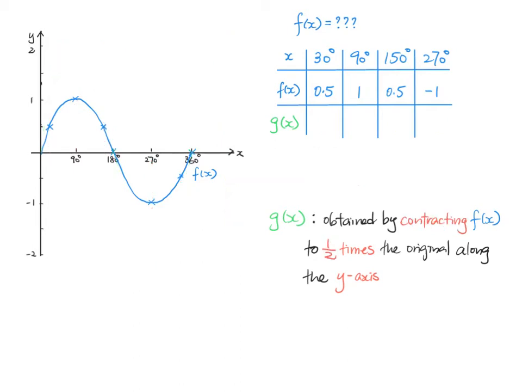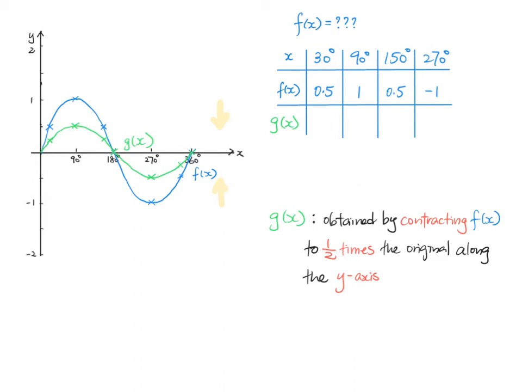Now let's come back to the original. What if I have the g of x obtained by contracting? Okay, this time it's not getting bigger. I want to make it smaller. Okay, contracting f of x to half the size of the original. So this time along the y-axis, that means vertically, I'm making it smaller vertically. And so this will be the g of x.